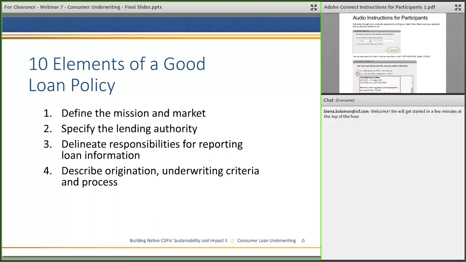Another thing that would be described in this section would be the different types of loans and what they could be used for.